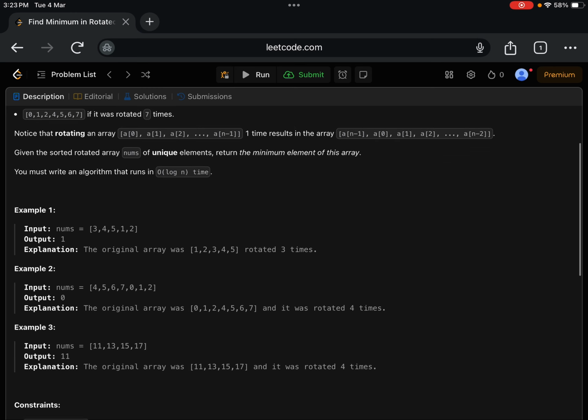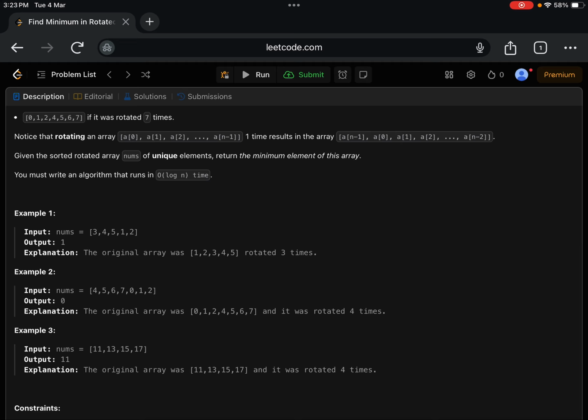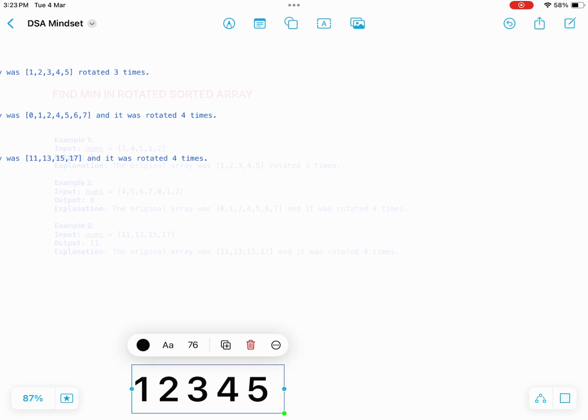If we look at this example, we have 3 4 5 1 2. The minimum element is nothing but 1. So basically it was rotated 3 times, but the minimum is 1. In the second example, the minimum is 0. In the third example, the minimum is 11. So what we're trying to do is find the minimum. Let's try to understand it.